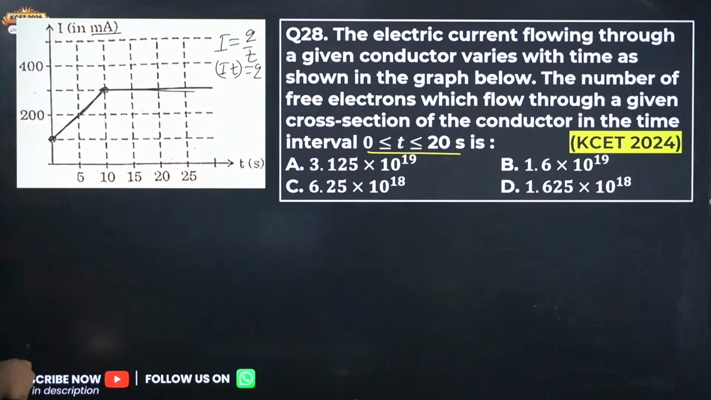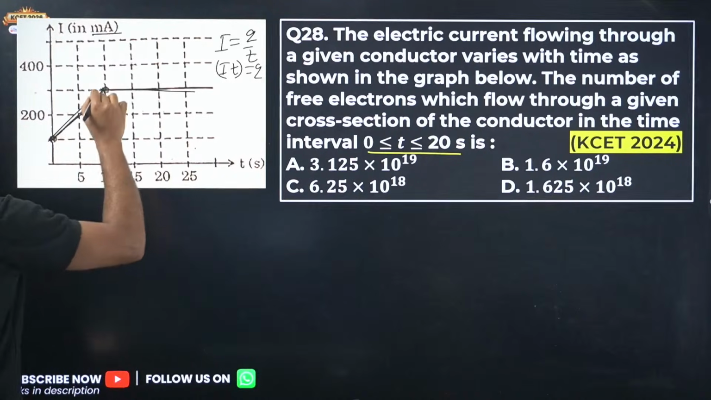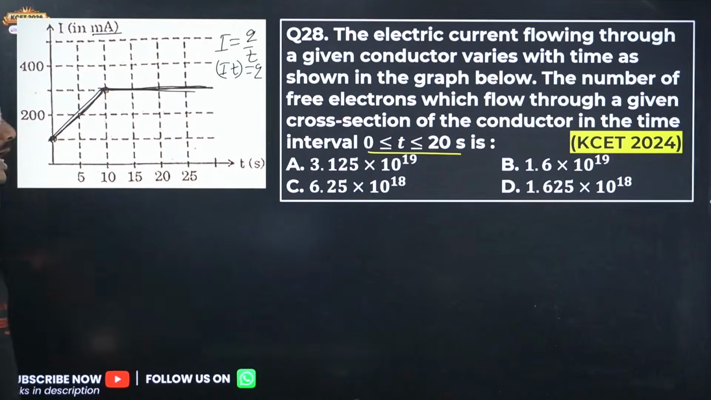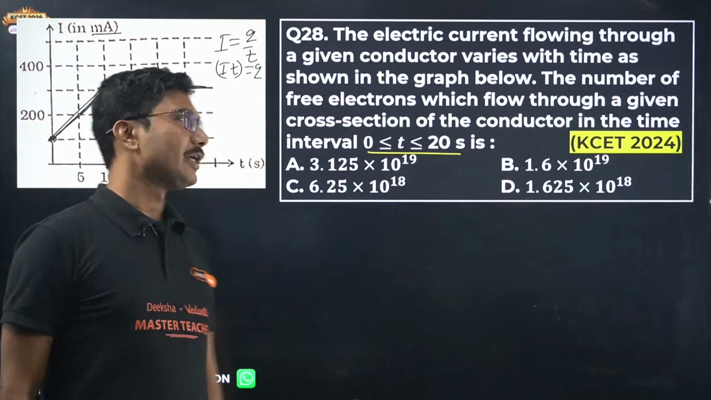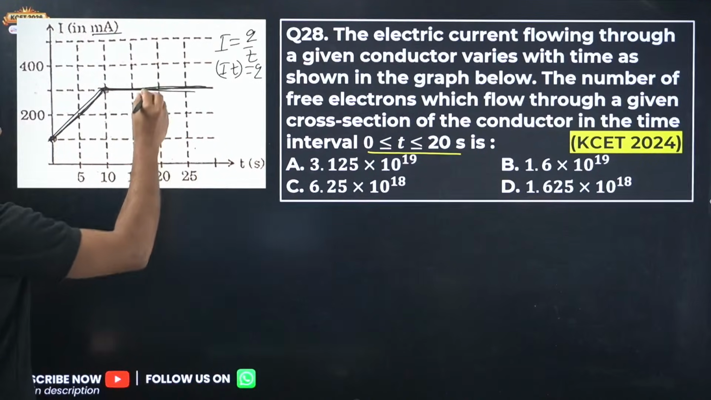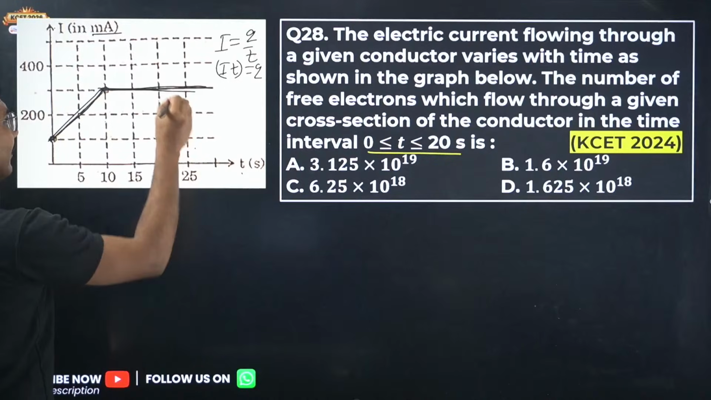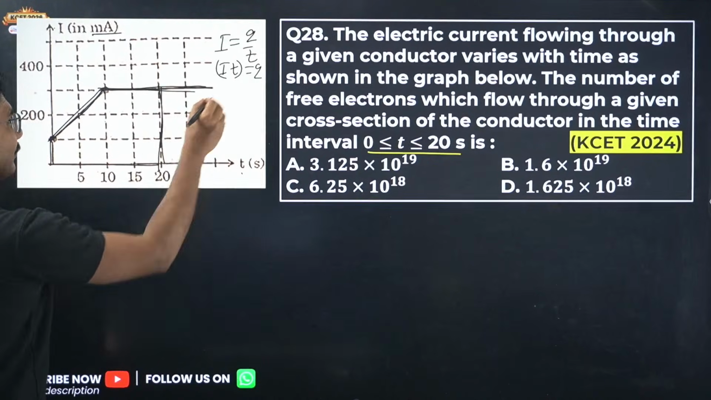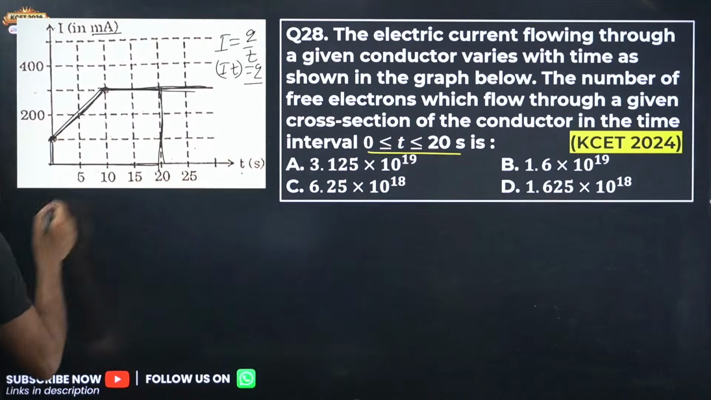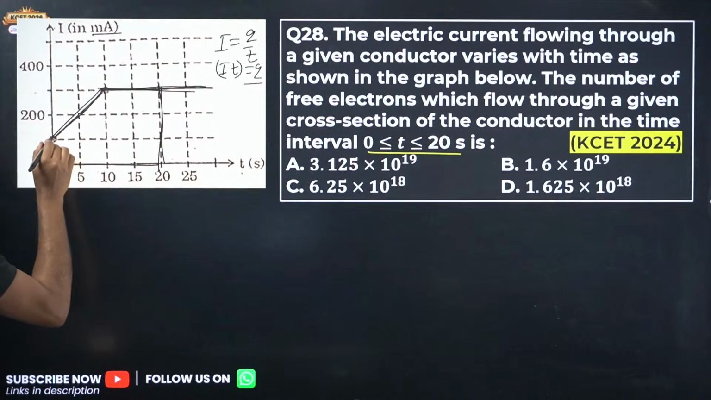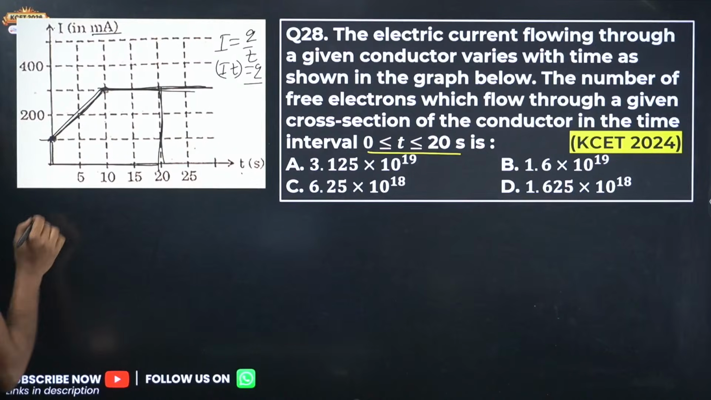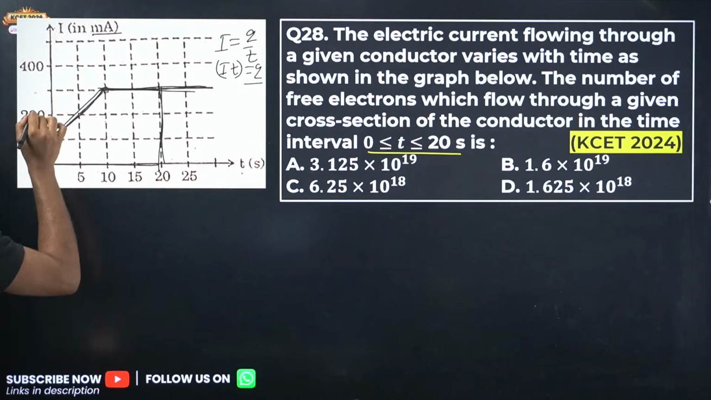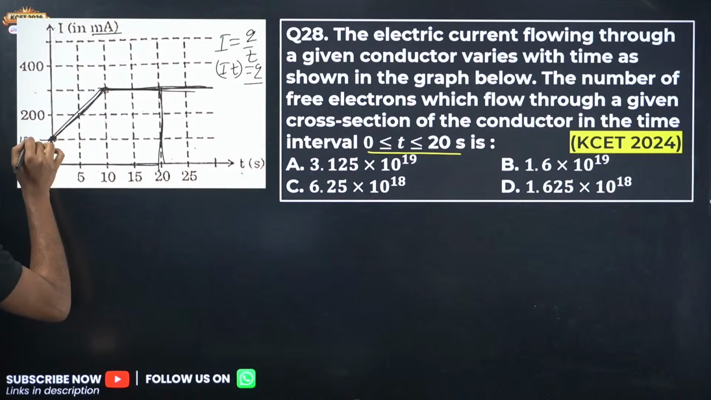Now here I is not constant, I is varying with time. Then how can I calculate the total charge? To calculate the total charge, because it's an I versus T graph, the area under the graph will give you the total charge. Now here one more thing is that the graph starts from here, and no value is given here. But this is 0, this is 200, so the midpoint must be 100.